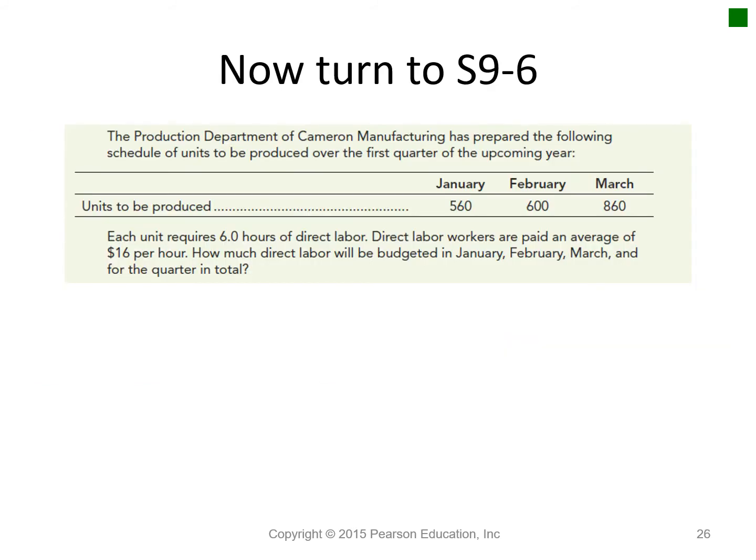So let's look at 9-6, where we've got the production department of Cameron Manufacturing. They have prepared the following schedule of units to be produced over the first quarter. So think of your starting point here, guys. These are your production units. Notice they tell you right away, it says each unit requires 6 hours of direct labor. So this is your standard. They have to give you that. They pay their workers about 16 bucks per hour. Again, we'll use that. And then we're going to come up with, again, our budgeted labor for January, February, and March. We'll show you that in the next slide.